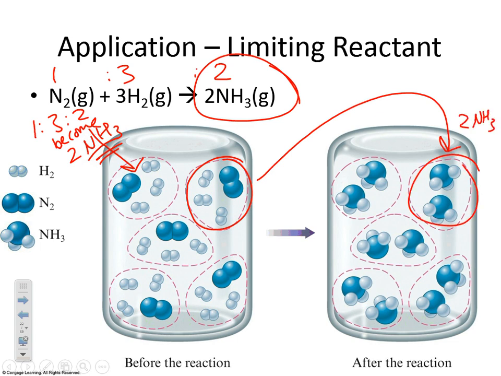So I can predict how much product I'm going to make if I have this 1 to 3 to 2 ratio, with the NH3. With N2 and H2, if I have 5 of the nitrogens to 15 of the hydrogens, you can predict even before you see it that you're going to be making 10 of the ammonias, 10 of the NH3s.